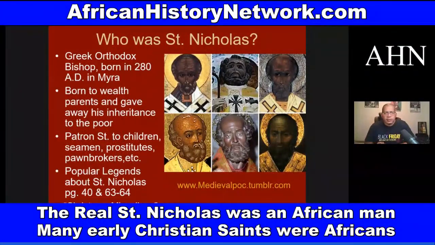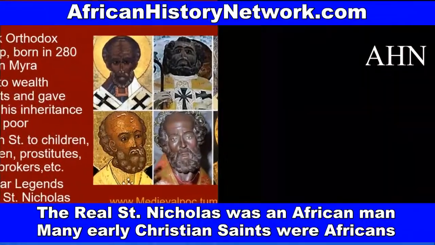So Saint Nicholas was a Greek Orthodox bishop born in Myra, present-day Turkey, about 280 AD, Common Era. Born to wealthy parents, he gave away his inheritance to the poor. He was a patron saint to children, seamen, prostitutes, and pawnbrokers. He was said to watch over these groups of people. Okay, patron saint. If you read the book Christmas Miscellany by Jonathan Green, pages 40, 63, and 64, he has some information there on Saint Nicholas.